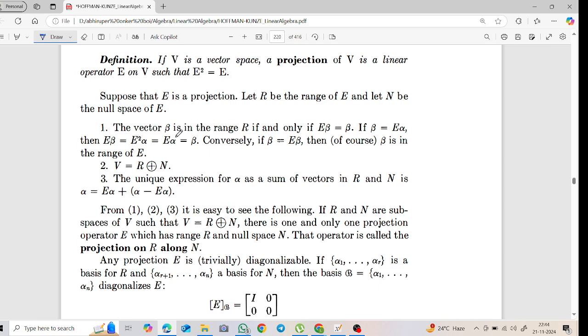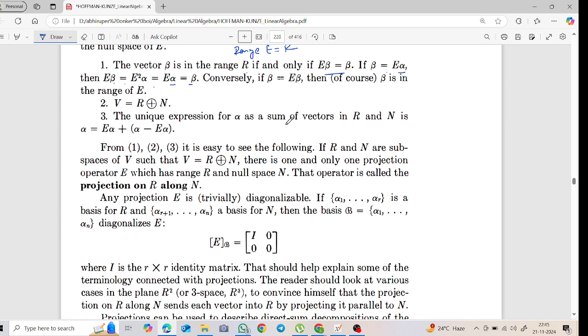The vector beta is in the range R if and only if E beta equals beta. If beta equals E alpha, then E beta is E squared alpha, and E squared is E, so E alpha is beta. Conversely, if beta is E beta, then of course beta is in the range. So the vector beta is in the range R of E if and only if E beta is beta. That is, E is the identity on the range.